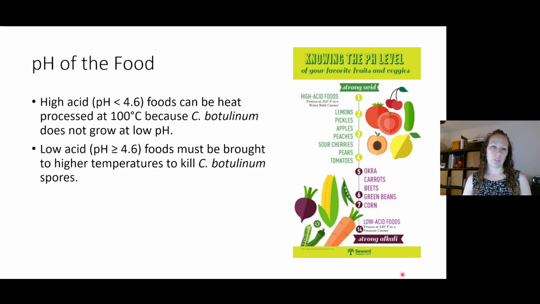Okay, and finally, the last factor to consider in heat processing when determining our methods and our time and temperatures, etc., is the pH of the food. We've already hit on this a little bit, but high acid foods, which have a pH of less than 4.6, can be heat processed at 100 degrees Celsius, so boiling temperature, because Clostridium botulinum does not grow at that low pH. But those low acid foods where Clostridium botulinum can grow, we have to get to higher temperatures in order to kill those Clostridium botulinum spores.